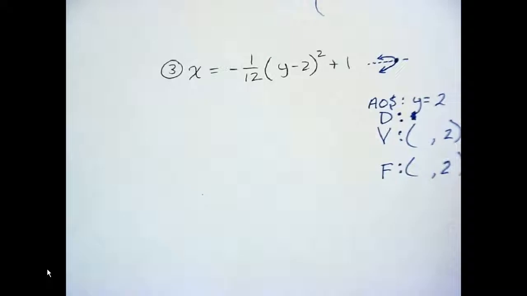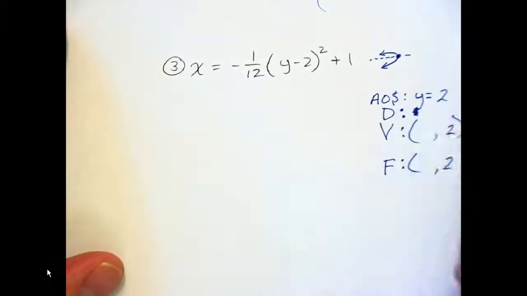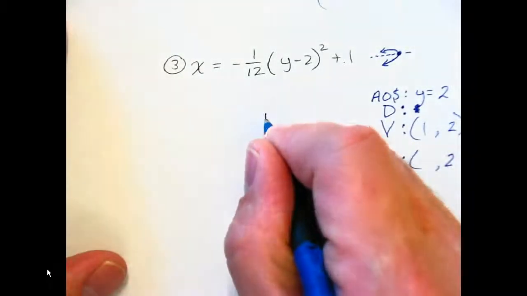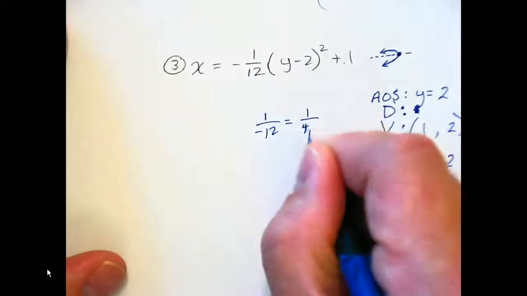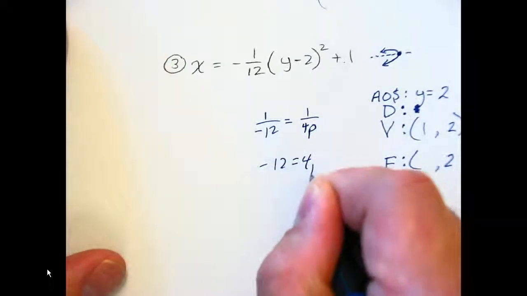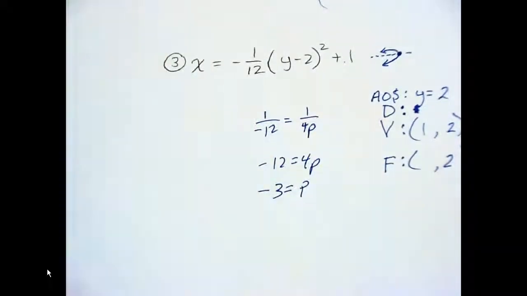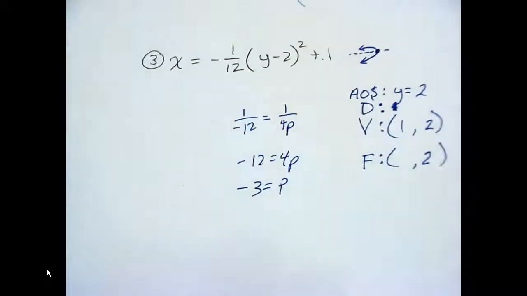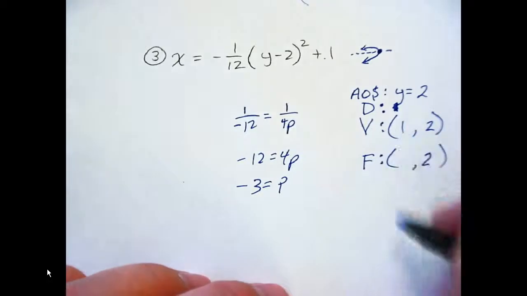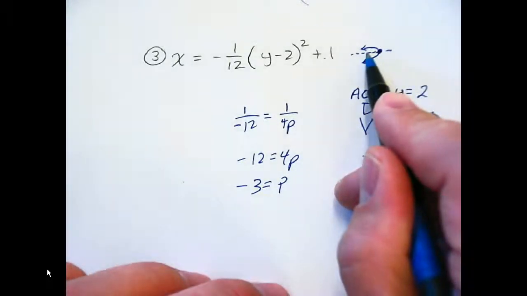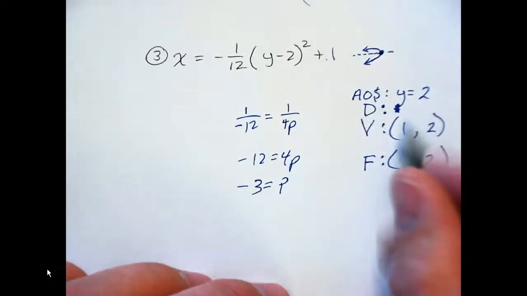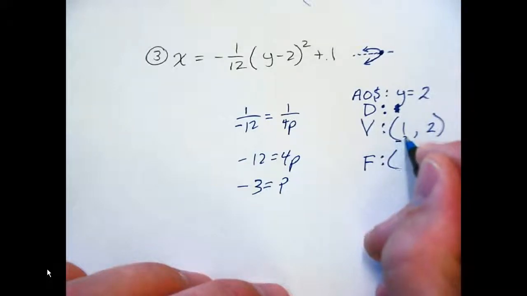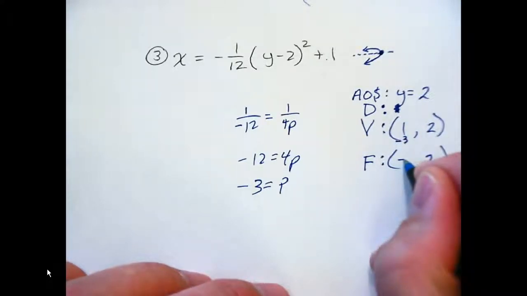All right, so now we do finishing up the vertex. That's 1. And we say 1 over -12 equals 1 over 4p. -12 equals 4p, so p is -3. Now, when we're dealing with this, it does not mean we add a -3. We are moving to the left 3 units, meaning from 1, we're moving that way 3 units, so we are subtracting 3 to get to -2.